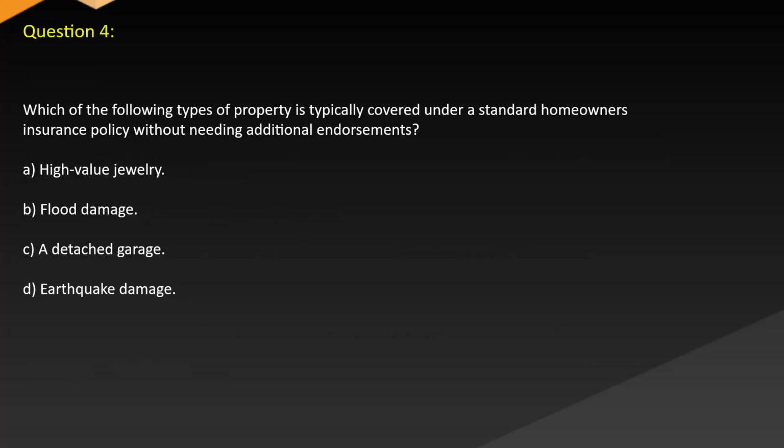Question 4. Which of the following types of property is typically covered under a standard homeowners insurance policy without needing additional endorsements? A. High-value jewelry. B. Flood damage. C. A detached garage. D. Earthquake damage.